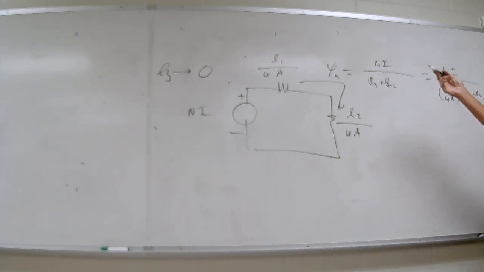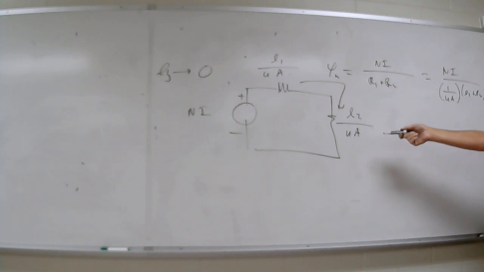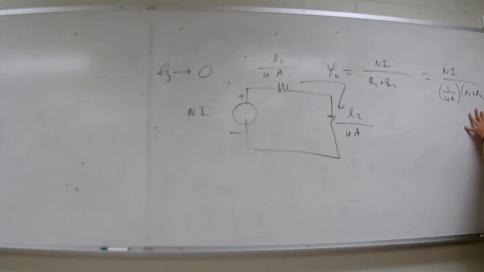Factor out: if you've got L1 over mu A and L2 over mu A, add them up, you get L1 plus L2 divided by mu A. Now you can see what happens here. Now I can say that this is equal to Ni over L1 plus L2, times mu A upstairs. Everybody agree with that? Yep.